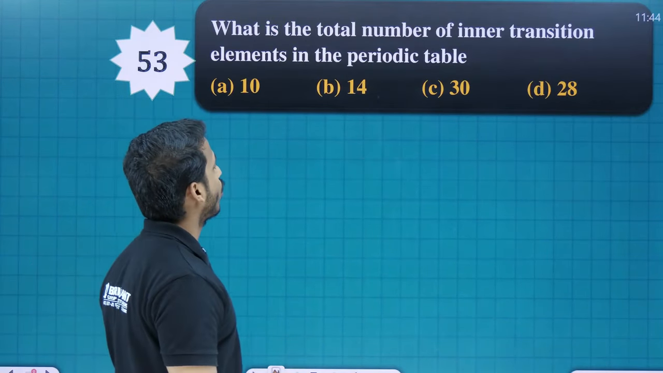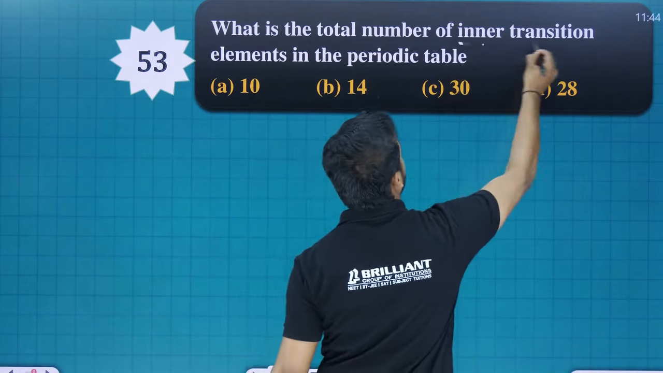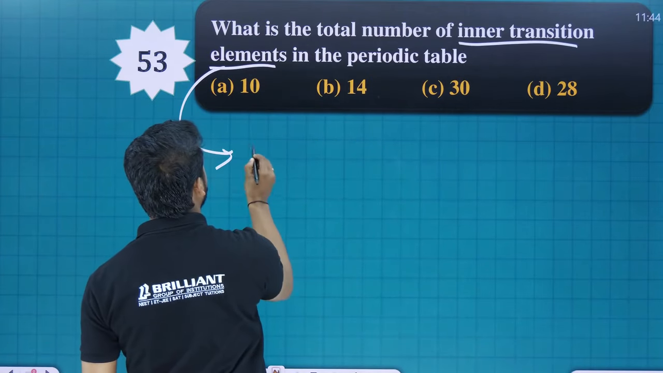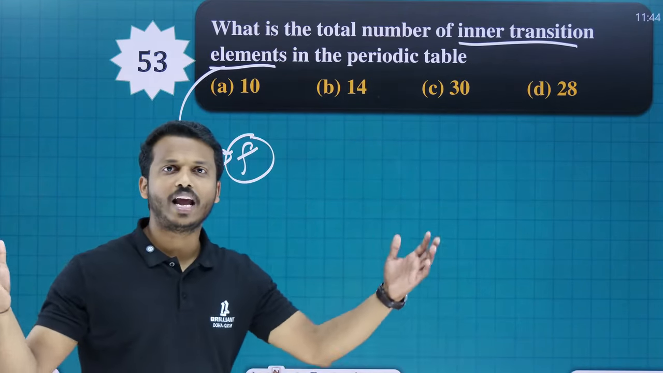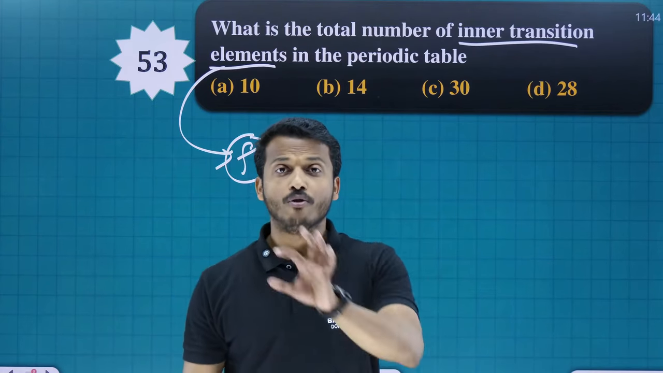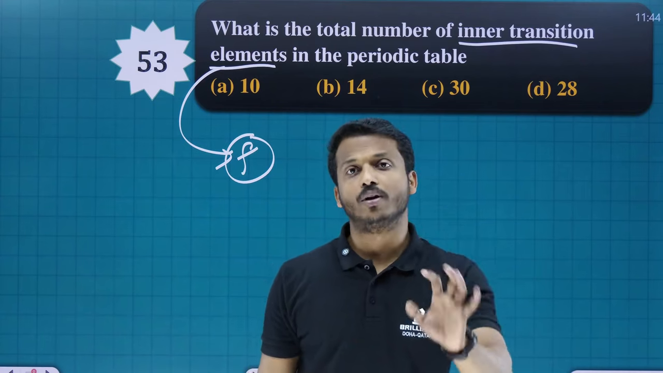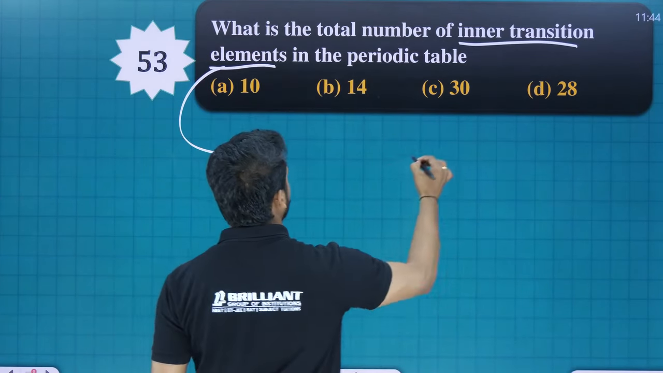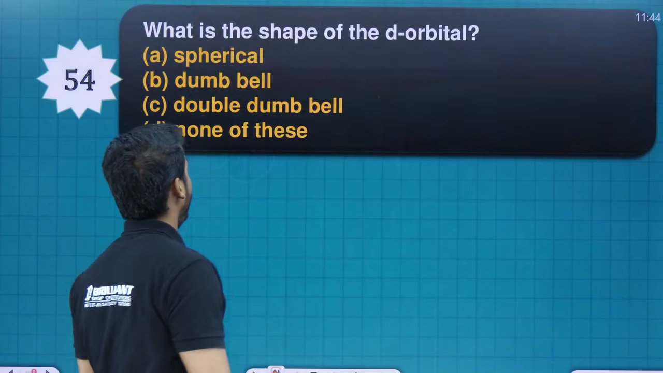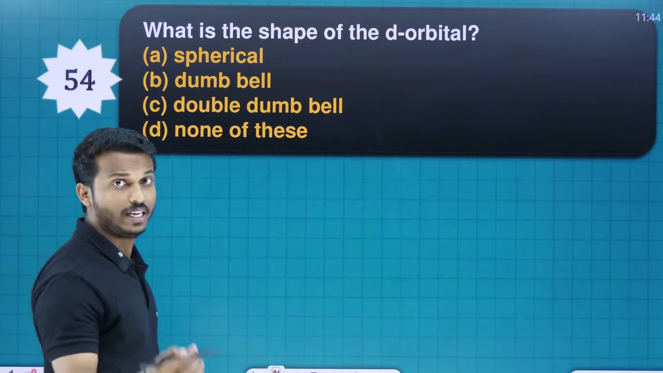What is the total number of inner transition elements? What do you mean by inner transition element? Nothing but f block element. How many f block elements do you have? 14 elements are in lanthanoid, 14 elements are in actinoid, 14 plus 14, 28 elements are there in f block.